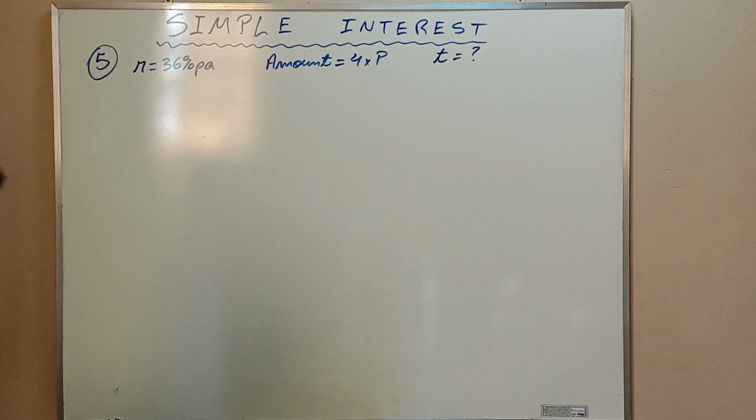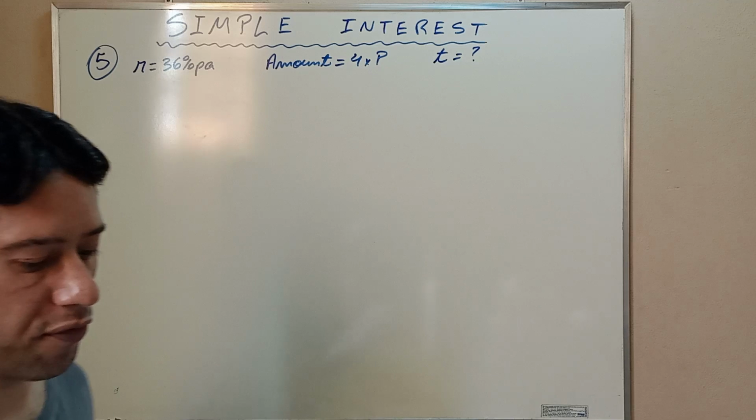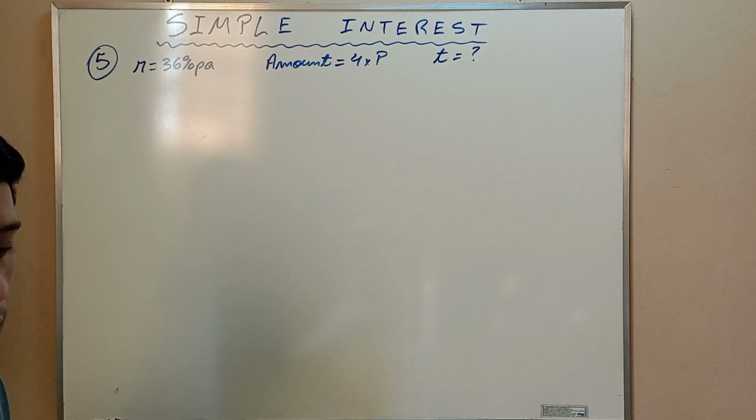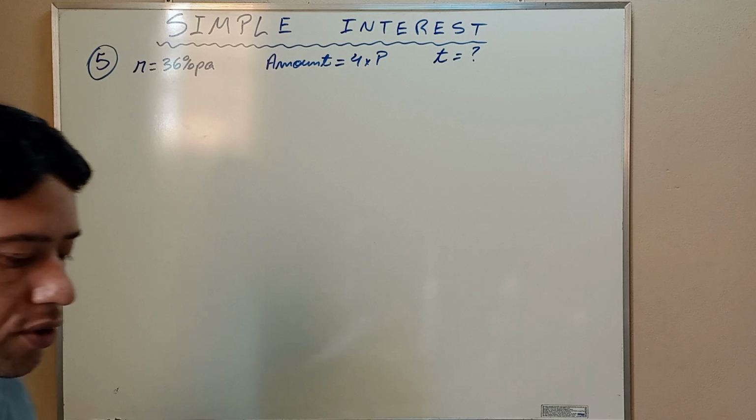Question number 5. A principal amount was invested at an annual simple interest rate of 36%. To redeem an amount 4 times the initial investment, what is the minimum period that the capital must remain invested? Alright, my friends, this is the question. Let's go to the solution.